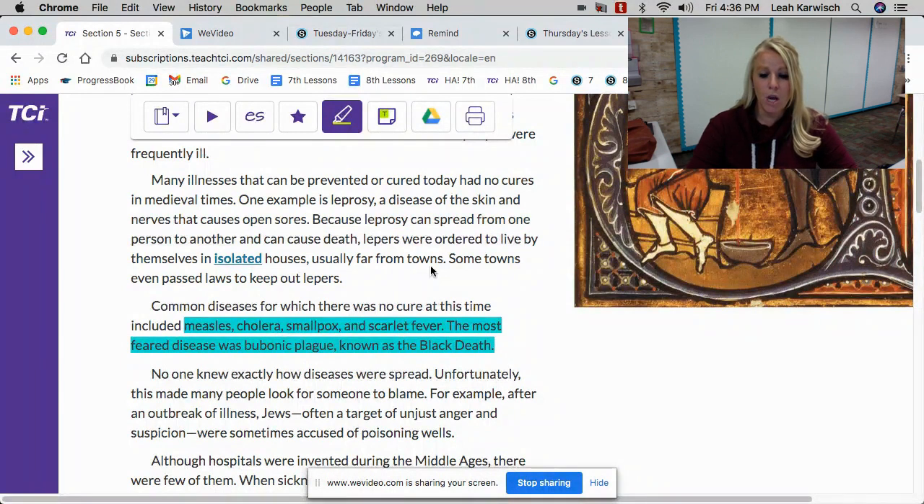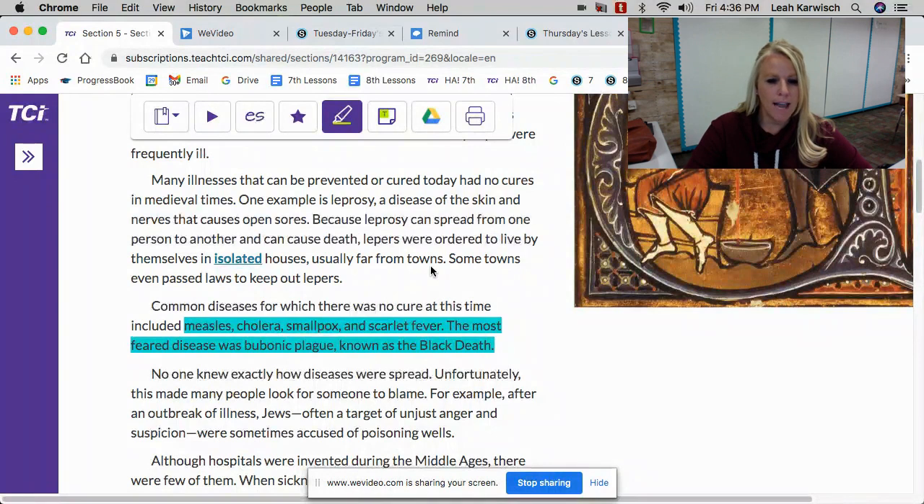So number 2, what were some common diseases in medieval Europe? Common diseases for which there was no cure at this time included measles, cholera, smallpox, and scarlet fever. The most feared disease was the bubonic plague, known as the Black Death, and we'll cover that as soon as we get back in person.